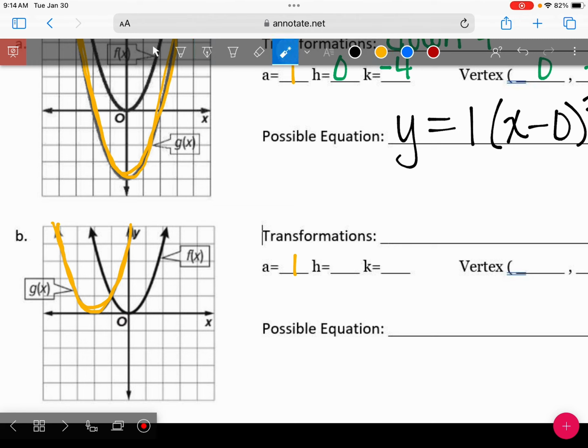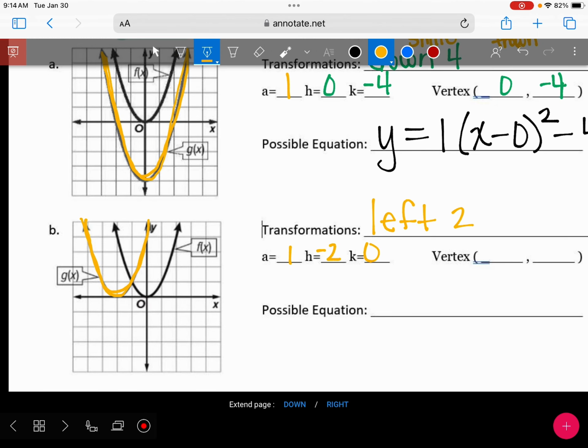Now this time, this graph moves to the left. How many hops did it go to the left? 1, 2. Do you see how it moved to the left 2? So let's write that it moved left 2. It did not go up or down. So because it moved left, that means h would be -2. K is 0. So my vertex is at -2, 0.